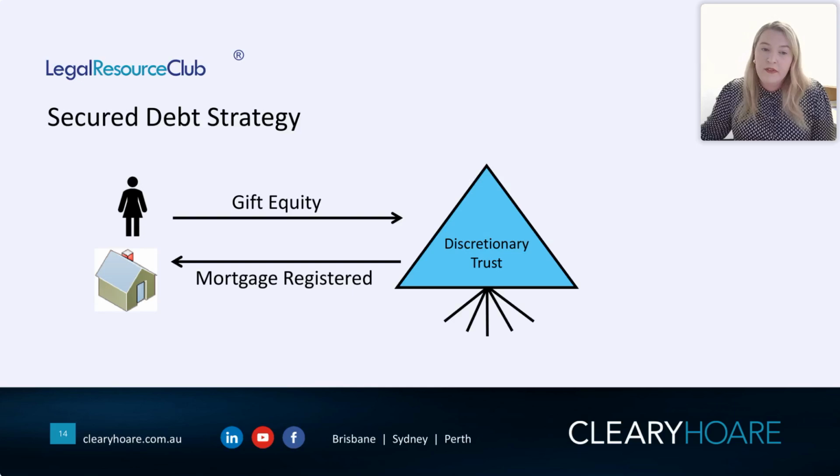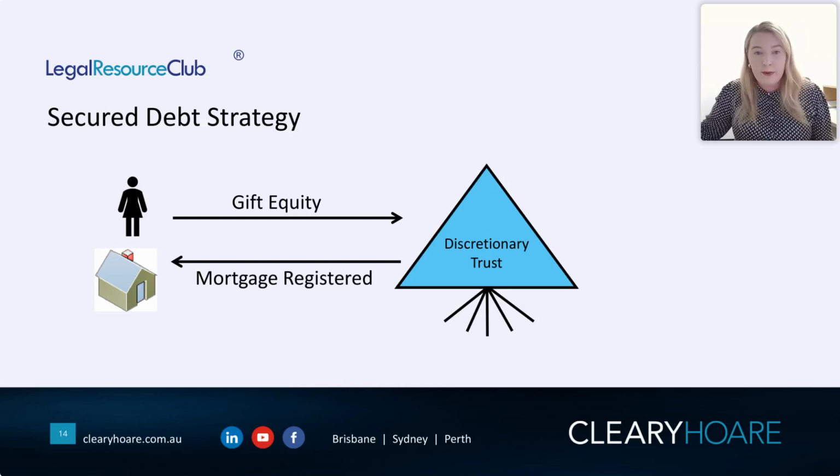So that value moves from the individual to the discretionary trust, and then the trust will lend that amount back to the individual. And just as if the trust were a normal lender, a normal bank, that will be documented under a loan agreement, and the trust will want to take security for that loan.